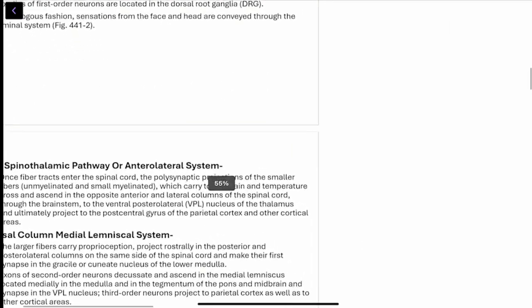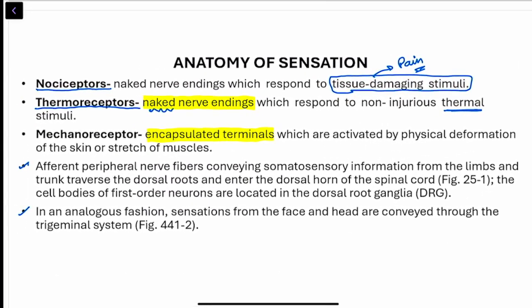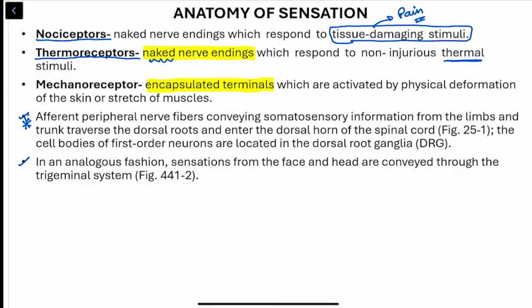Now we were discussing this anatomy of sensation. This is what I have just explained in that diagram. In an analogous fashion, sensations from the face and head are conveyed through the trigeminal system. Like I have just explained how the stimulus is carried from the periphery via the spinal cord. I mean, the limbs, the trunk, hand, feet, the stimulus from these locations are carried through the spinal cord. In a similar fashion, the sensations from the face are carried via the trigeminal nervous system.